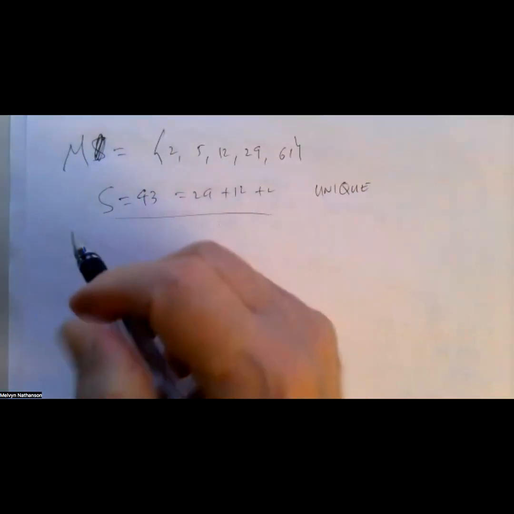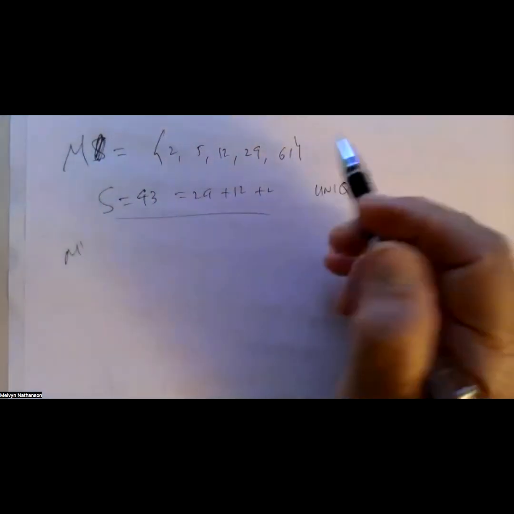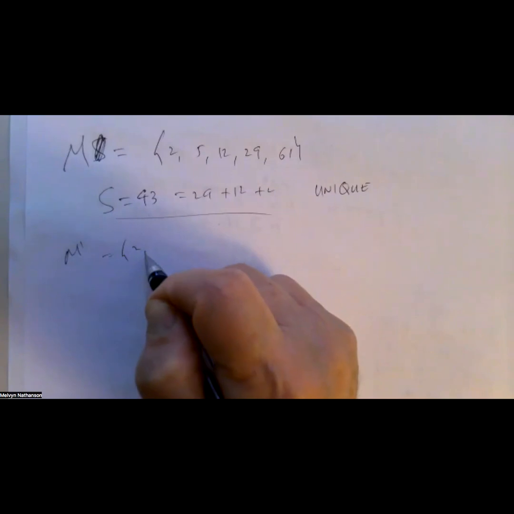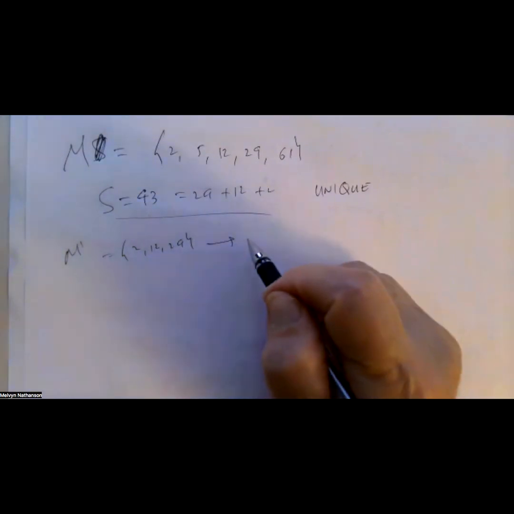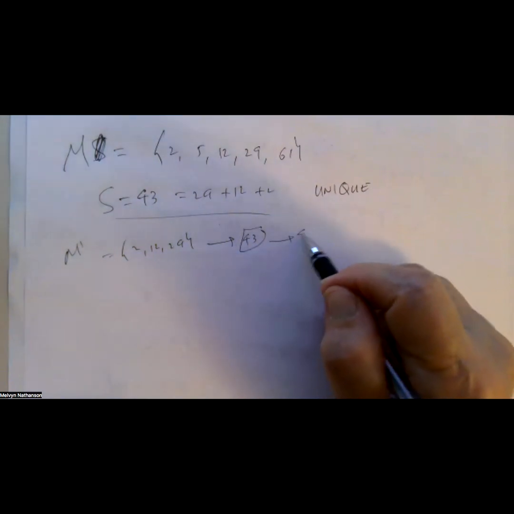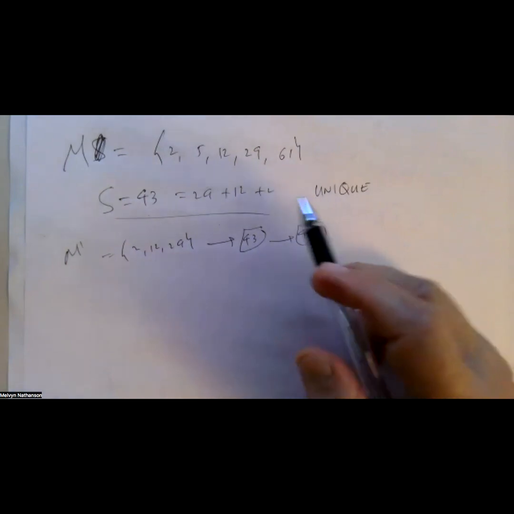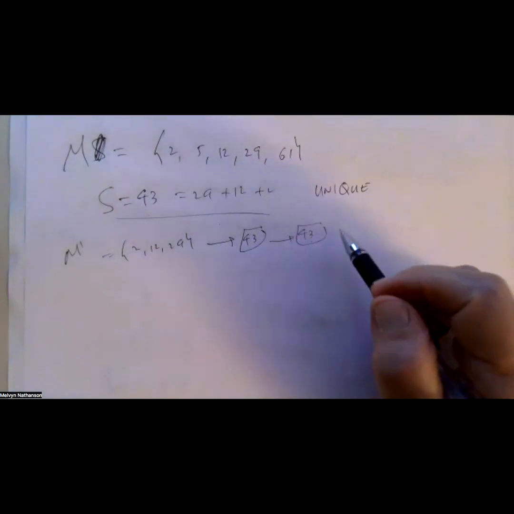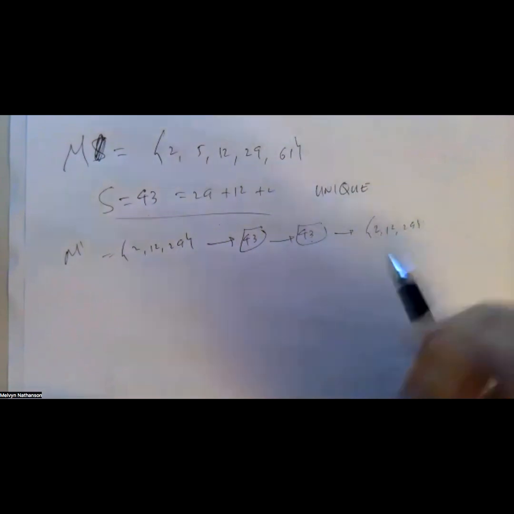So if I start with this subset M prime consisting of the numbers 2, 12, and 29, and from that I compute the number 43, which I transmit, the only way to write 43 as a subset sum from the set M is 2, 12, and 29. Okay.